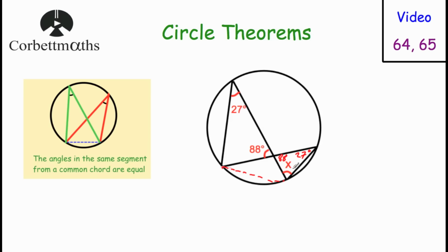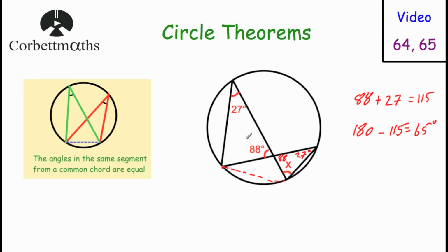That means that those three angles will add together to be 180 degrees. So if we do 88 plus 27, that's equal to 115 degrees. Next, if we do 180 subtract 115 degrees, that's equal to 65 degrees. So that means that x is 65 degrees.